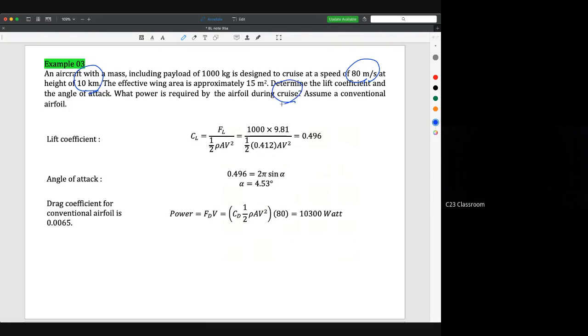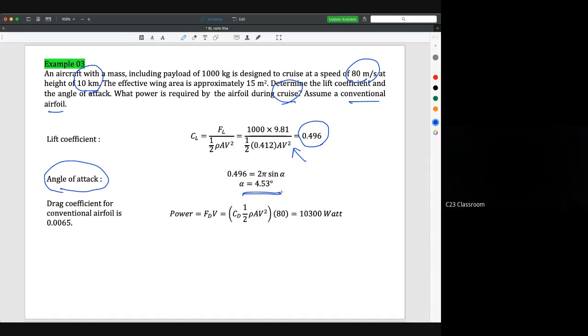The equation for the lift coefficient is CL equals FL over 1 over 2 rho A V squared. We substitute everything into the equation, and we get the coefficient of lift as 0.496. Because we use a conventional airfoil, we can assume CL is equal to 2 pi sine alpha as stated in the previous question. So we equate it with 0.496, then we get alpha. The angle of attack is around 4.53 degrees.